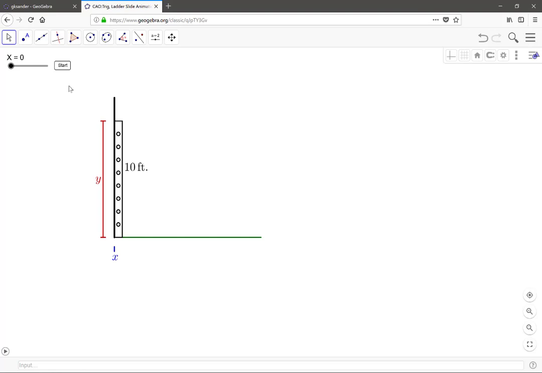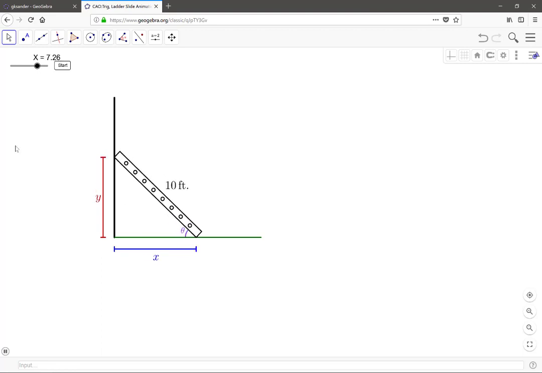In this video, we're going to use right triangle trigonometry in another applied context. So suppose a 10-foot ladder is placed against the wall, and then the base of the ladder is pulled away from the wall. I have an animation of this. The base of that ladder is pulled away from the wall, but the length of the ladder itself does not change.